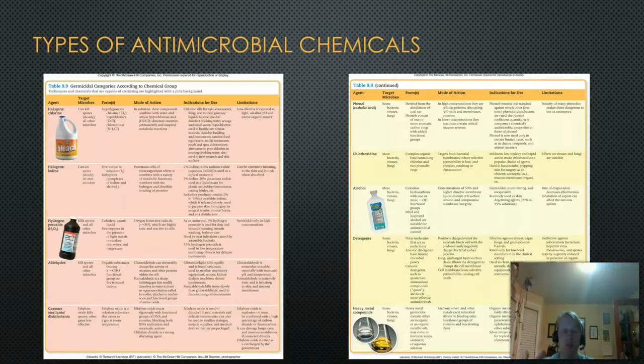You can see here from the chart that it's less effective if light is exposed, or if there are alkaline pHs, or there's other organic matter around. So there's always limitations to all these. That's why there's no perfect chemical. So pay attention to these charts and let me know if you have any questions or if you want to talk through them a little bit more. But I don't want to bore you with reading the chart to you through this lecture.